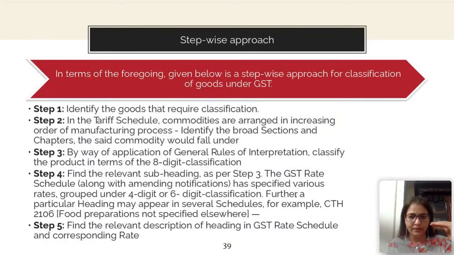Then, if there is a certain classification, how the subheading has to be decided, whether it has to be classified by virtue of 4 digit, 6 digit or 8 digit classification. And then the relevant description of the heading in the GST rate schedule also, because our ultimate aim is that today in the indirect tax regime we have two tax regimes, one is Customs and one is GST. GST does not have its own tariff schedule; it has borrowed its schedule from Customs itself. So whenever there is an ambiguity, we have to go back and refer to the Customs Tariff Act itself.